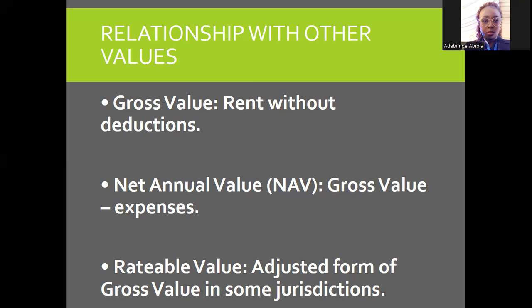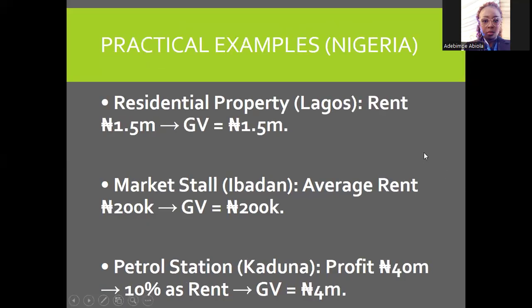So let's also look into the practicability of gross value. I really don't want it to be abstract. So let's paint a picture of how a gross value should look in relation to property rating. The first example: a residential property in Lagos, for example a 3-bedroom flat in Surulere. The rent is 1.5 million.